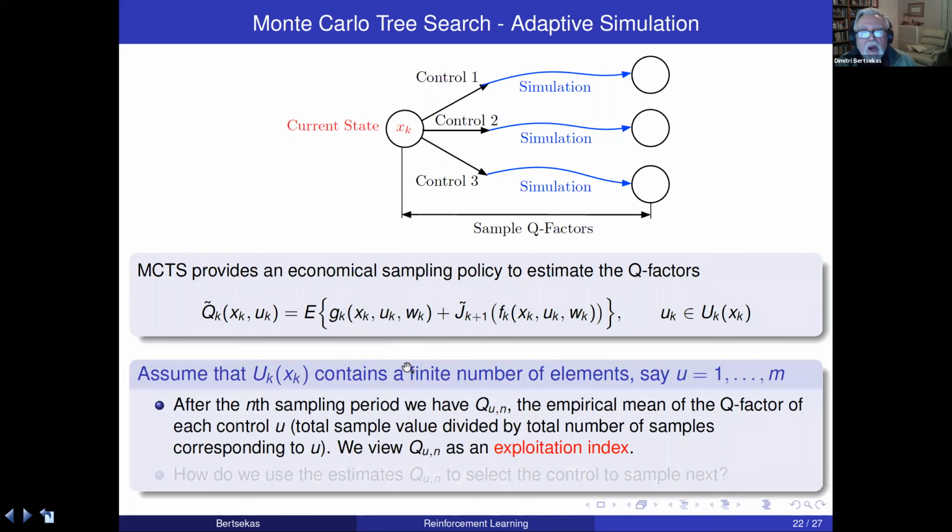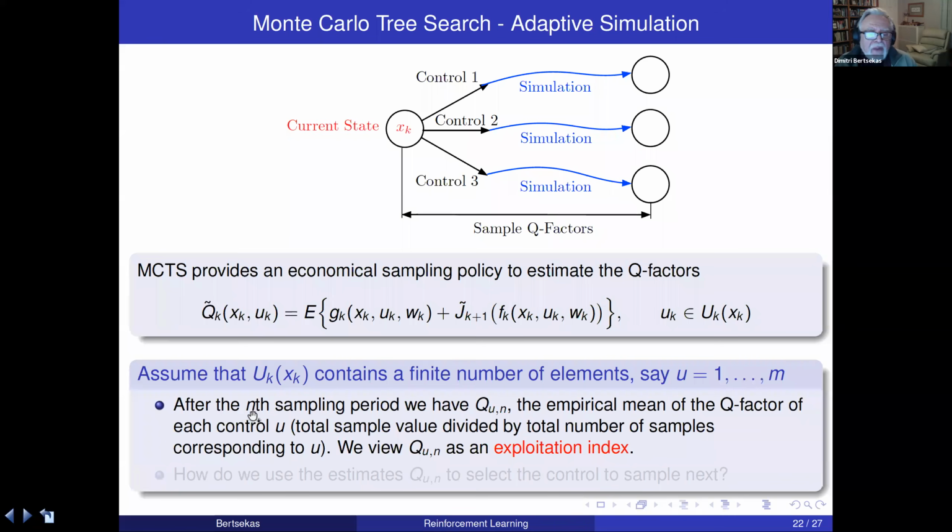So let's assume now that there are a finite number of control elements. We'll denote them by 1 up to m. And suppose that we simulate trajectories here, and each time we decide we're going to simulate this control, or we're going to simulate that control, or we have neglected this control, so let's simulate that. How do you decide which control to simulate?